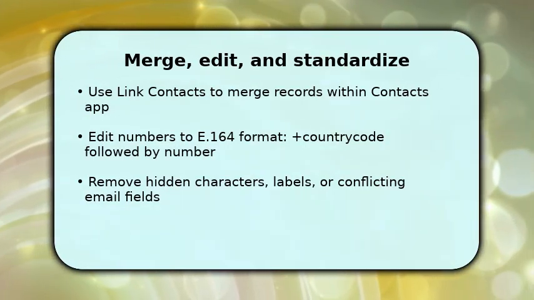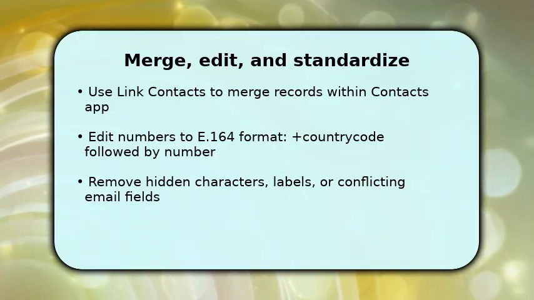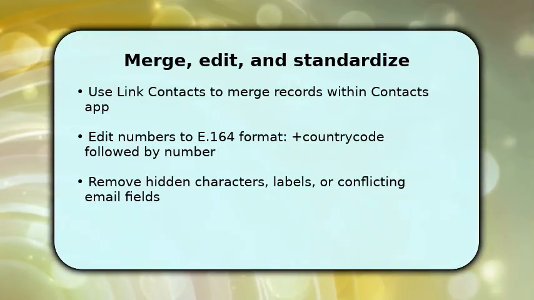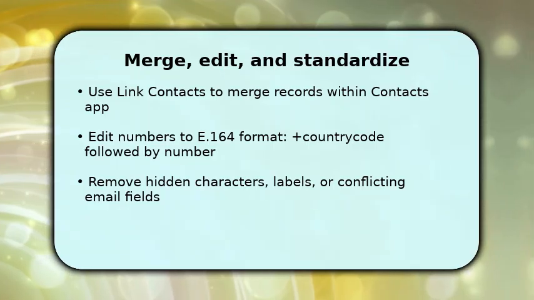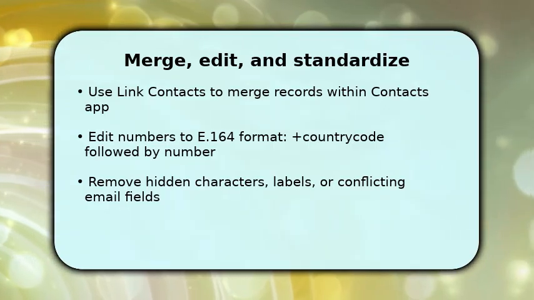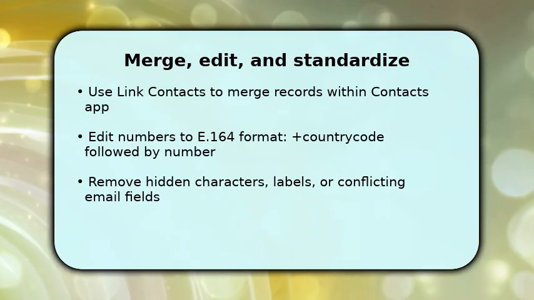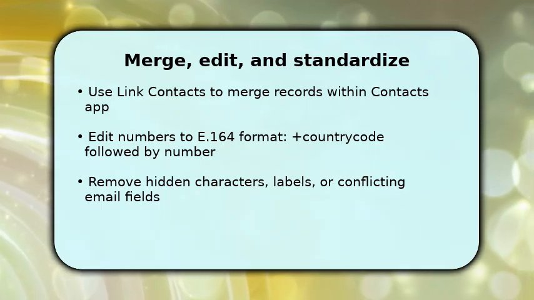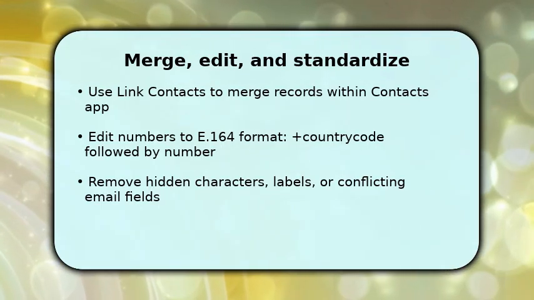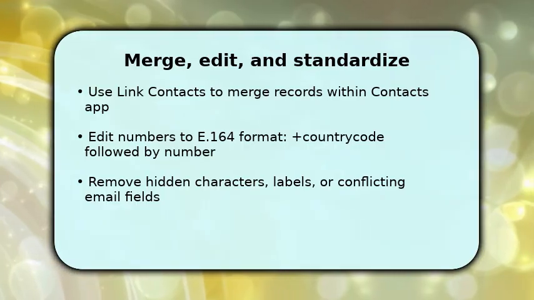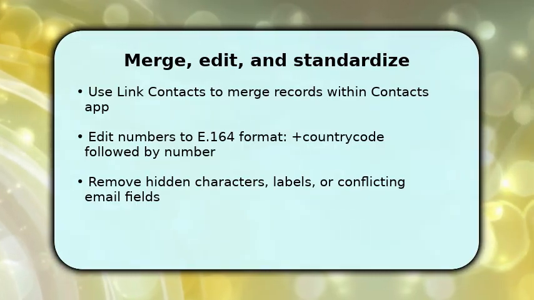Tap a contact, choose Edit, then scroll to link contacts to merge duplicates into a single card. This preserves call history and messages. Edit each phone number into International E164 format so carriers and apps match records. Remove old labels like Mobile 2 or unused emails that cause syncing conflicts.